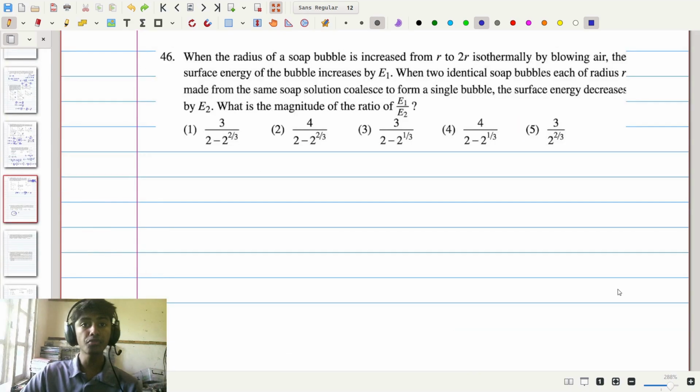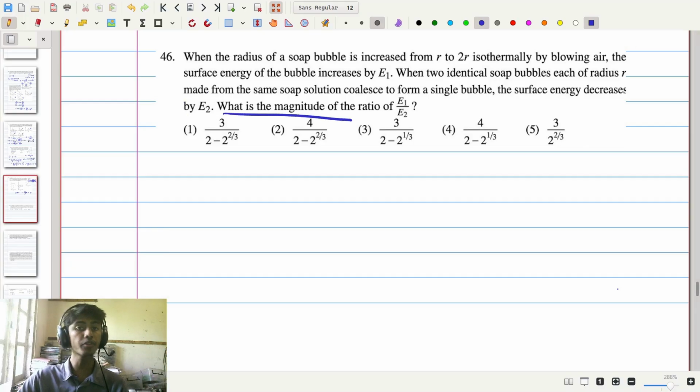Now moving on to question 46, it says, when the radius of the soap bubbles increase from R to 2R isothermally by blowing air into the bubble, then the surface area of the bubble increases by E1. It then says, when two identical soap bubbles, each of radius R, made from the same soap solution, coalesce to form a single soap bubble, the surface energy decreases by E2. Given this, they ask us, what is the magnitude of the ratio E1 divided by E2?